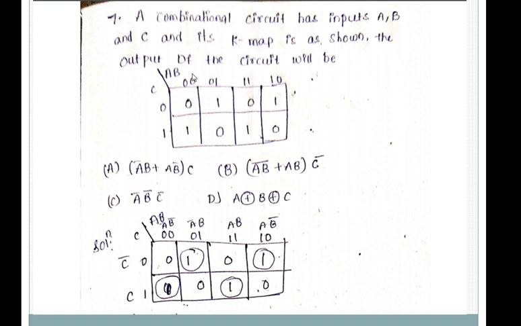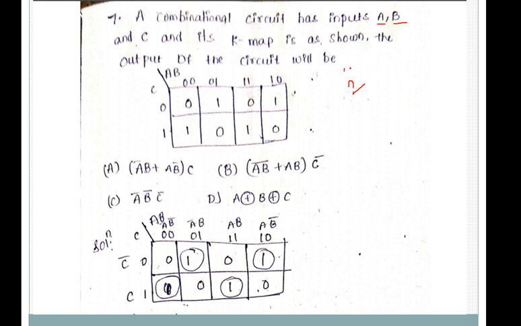So here we are having the inputs A, B, C. That means we are having 3 inputs. Whenever you are having 3 inputs, definitely you will get 8 combinations, 2 power 3 equal to 8.